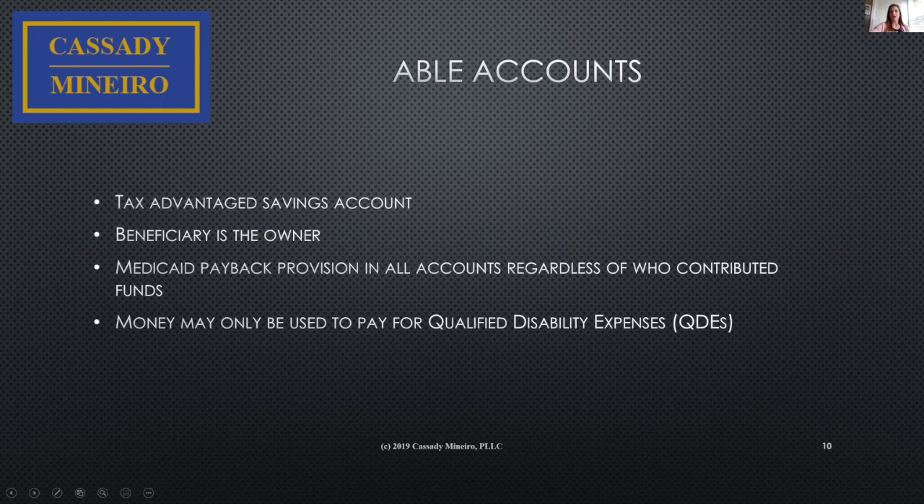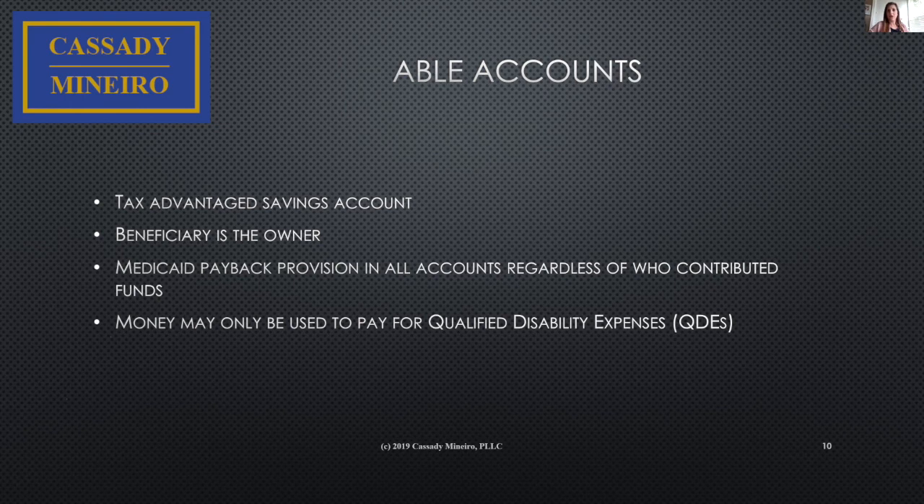Okay. ABLE accounts. ABLE accounts are a tax advantaged savings account. They are an amendment to the 529, the same law that created 529 plans. So if you created a 529 plan before your child was born or right after your child was born to fund education, it's a similar type of account. Those 529 plans are specifically for education. An ABLE account is for disability related expenses.